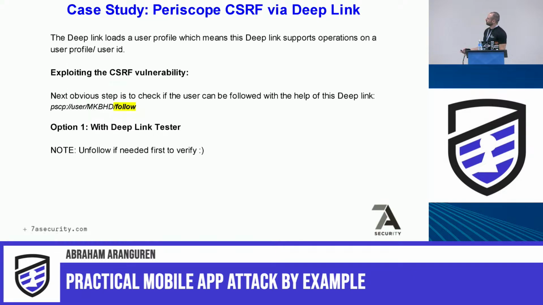To exploit this, there's a few ways, right? What we want to do is follow an arbitrary user. We want to make the application follow an arbitrary user with this deep link attack, which is basically a cross-site request forgery, right? There's a few ways. One is with Deep Link Tester.